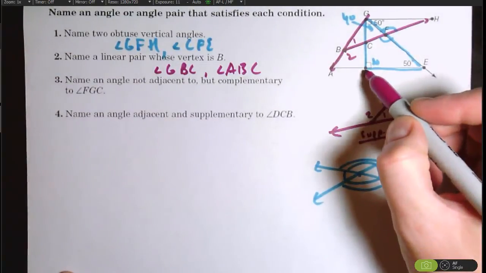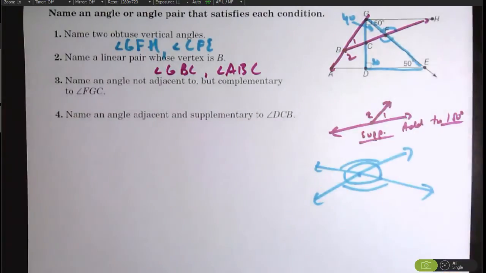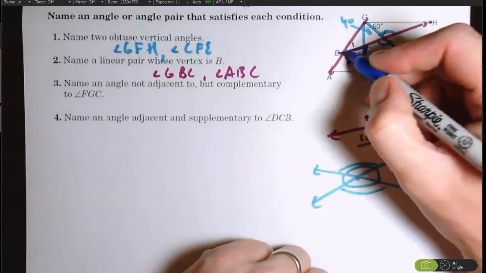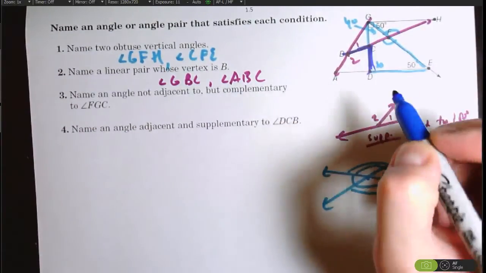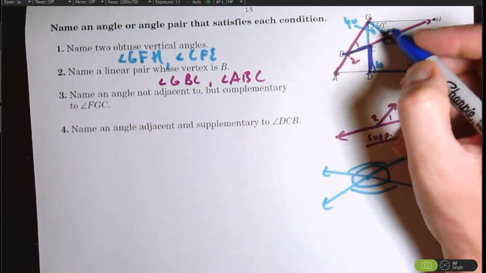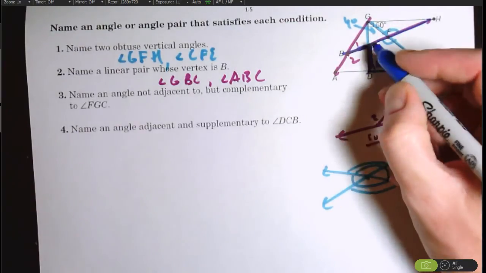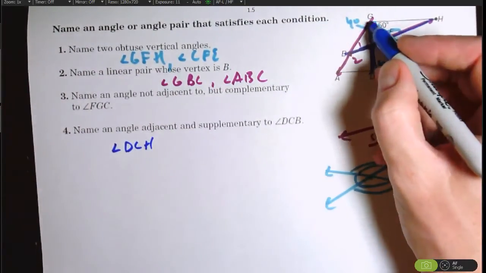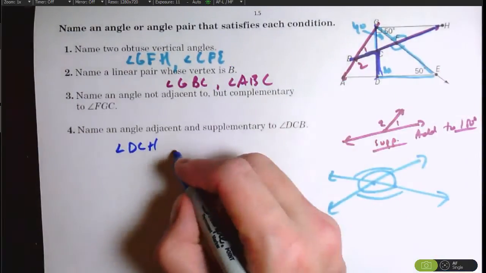Well, here is DCB. I was like, that doesn't even make sense, not possible. So here's DCB, this angle right here. I need an angle adjacent to it, meaning it has to share a vertex and a side. If I've got DC, I've got a couple different ways I could be adjacent to it. I could be adjacent with this angle here, which is angle DCH. Or I could be adjacent over here because I share BC as a side, and that would be GCB.